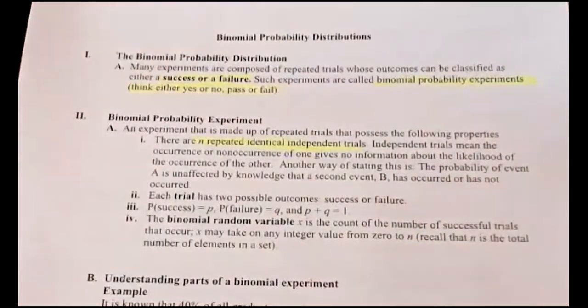Independent trials mean the occurrence or non-occurrence of one gives no information about the likelihood of the occurrence of the other. Another way of stating this is the probability of event A is unaffected by knowledge that a second event B has occurred or has not occurred.